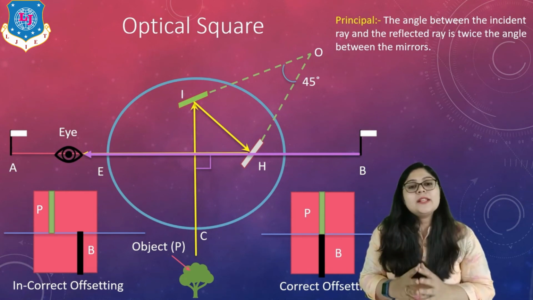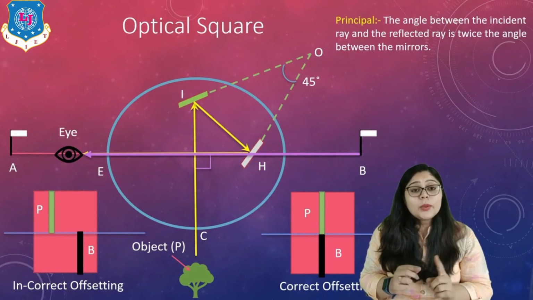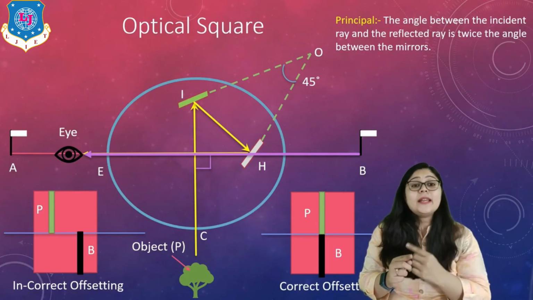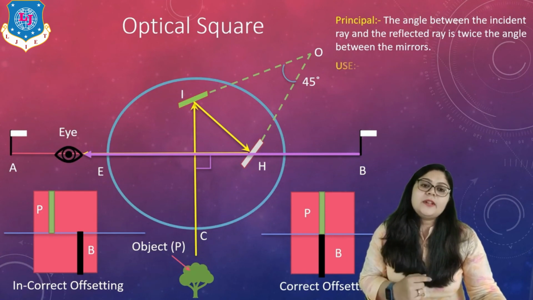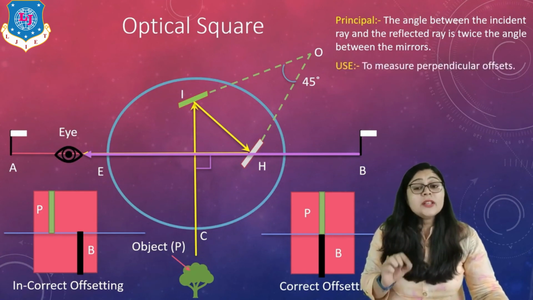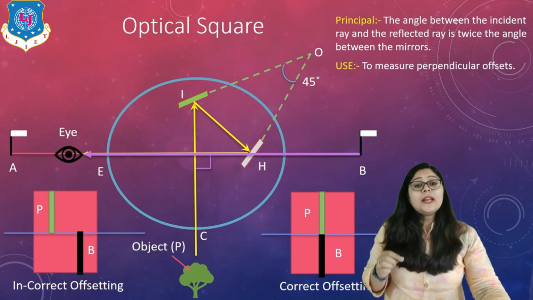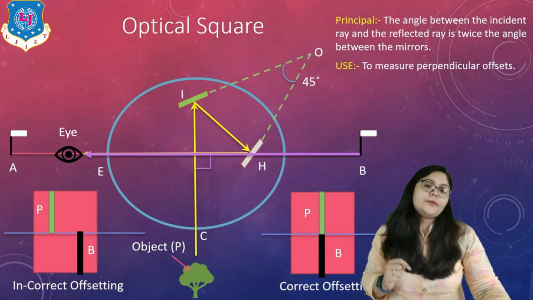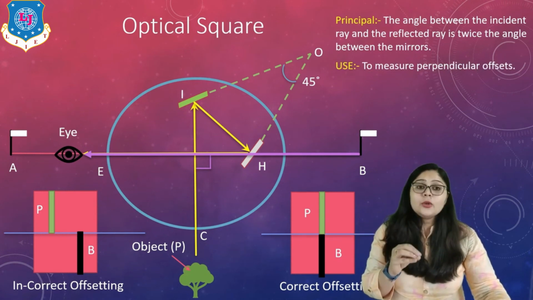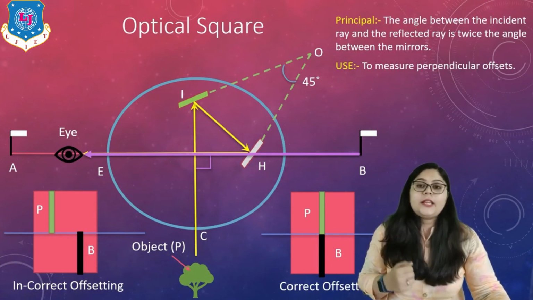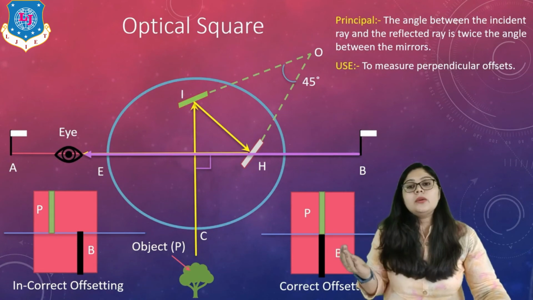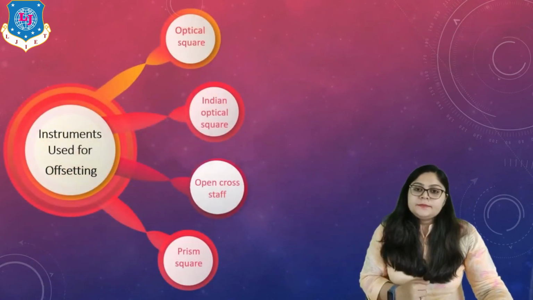So here the principle is very simple: the angle between the incident ray and reflected ray is twice the angle between the mirrors, right? That is the basic principle. I use this kind of instrument only when I have to measure perpendicular offsets, right? And we try to use perpendicular offsets more because they give us more accuracy. So this is all about the optical square.